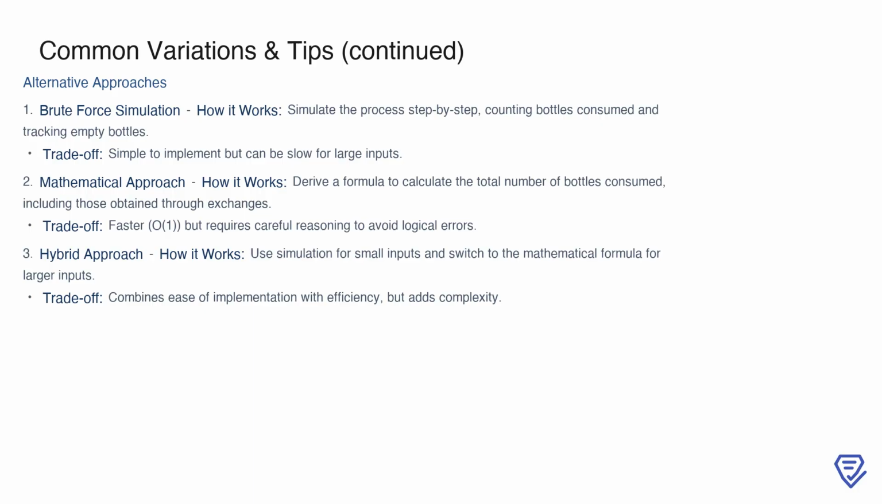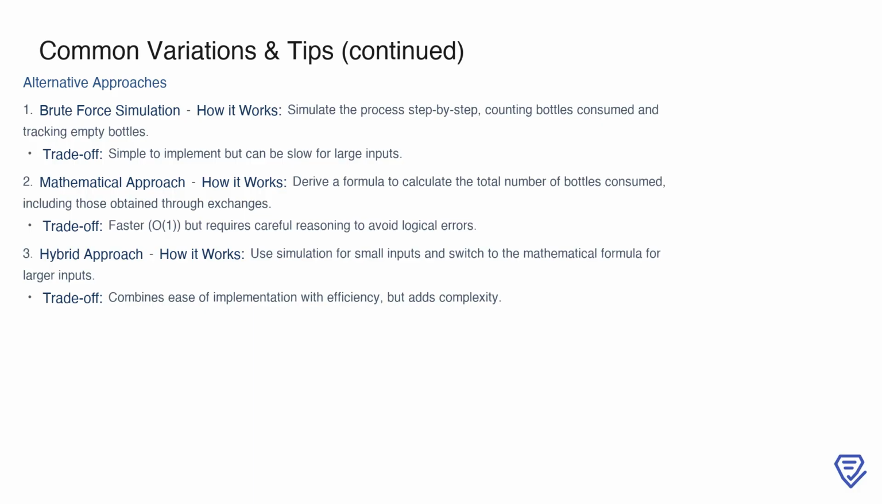A more efficient alternative is the mathematical approach. Here, you derive a formula to calculate the total number of bottles consumed, including those obtained through exchanges. This method is much faster, with a time complexity of O(1), but it requires careful reasoning to ensure the formula is accurate. There's also a hybrid approach, which combines the two methods.